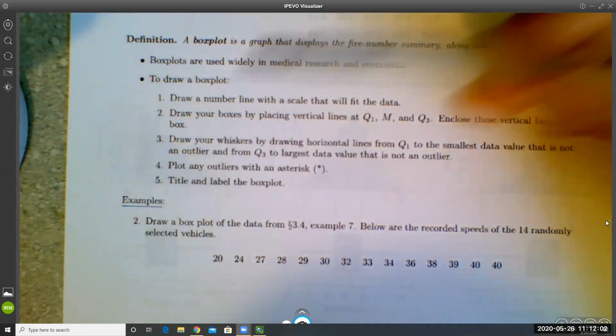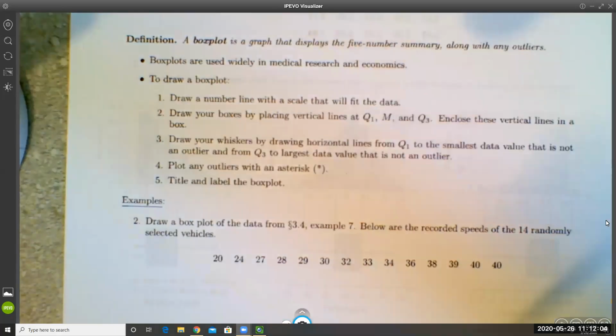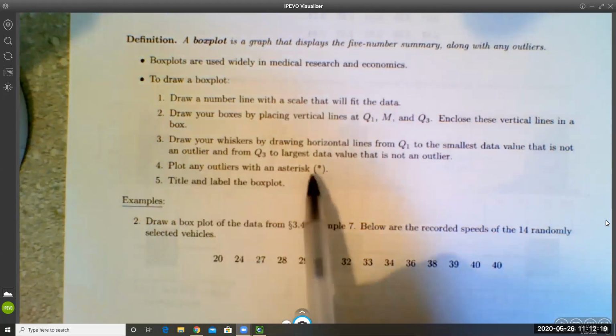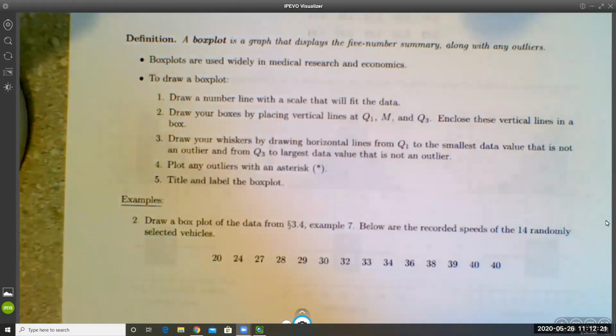Then what you're going to do is you're going to draw whiskers. So you're going to draw these horizontal lines that go out from Q1 to the smallest data value and from Q3 to the largest data value, not including outliers, okay? Outliers get a special mark on our graph. They're plotted with an asterisk, okay? So let me give you an example.